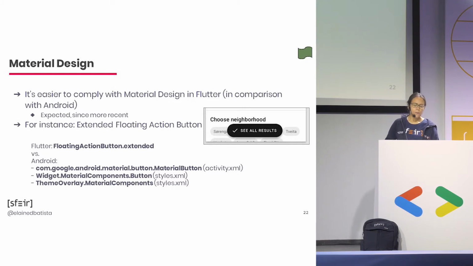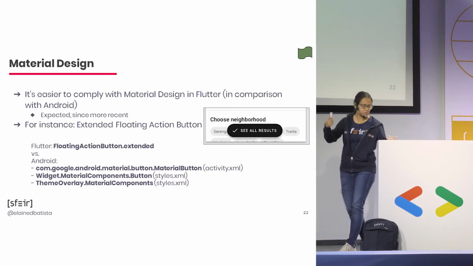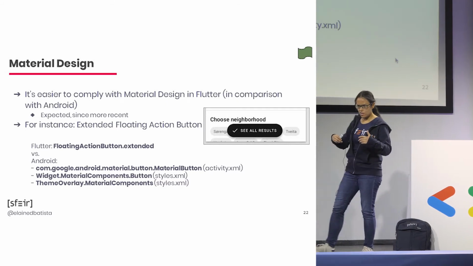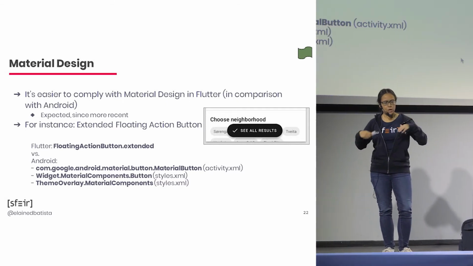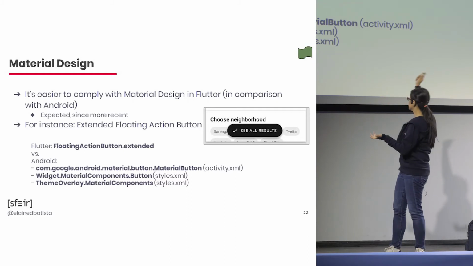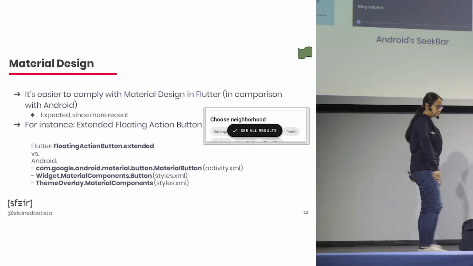In comparison, in Android, you have to use the material button on your activity, on your XML file. But in order to do that, on the styles.xml file, you have to use the material components reference there. And your app theme has to inherit from the theme overlay material components. So a lot more work that you have to do. You have to change those things first in order to use this kind of components.